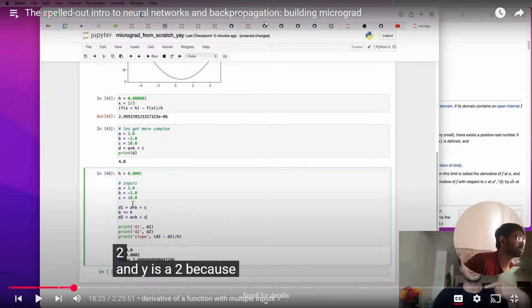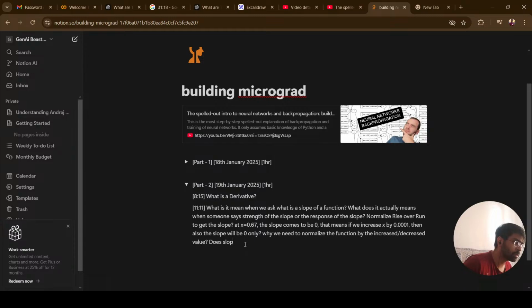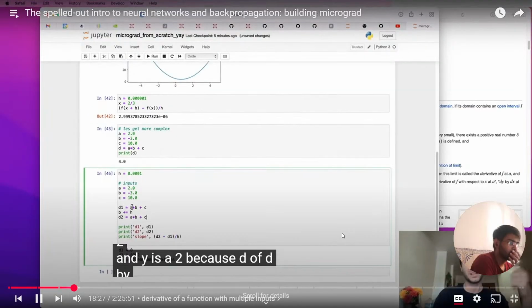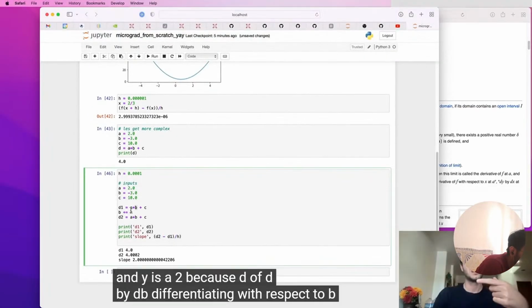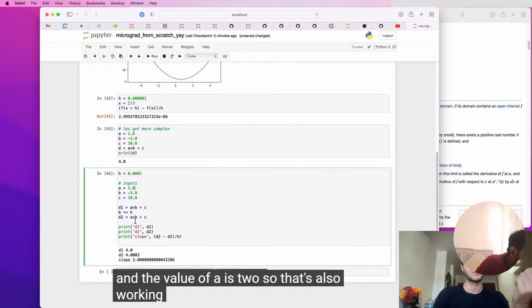Let me just write this. This is a good line. The slope means the rate at which the function will change. d of d by db, differentiating with respect to b, would give us a, and the value of a is 2. So that's also working well.